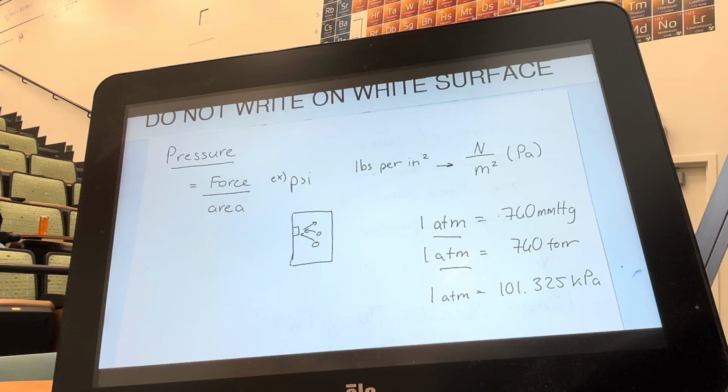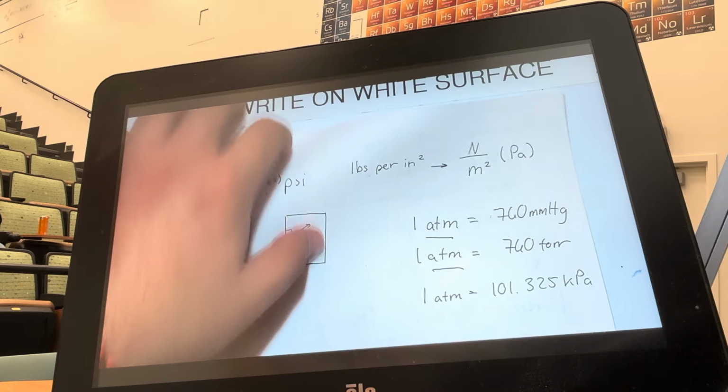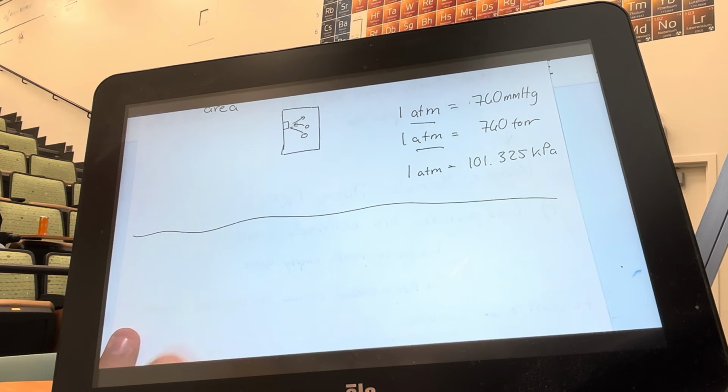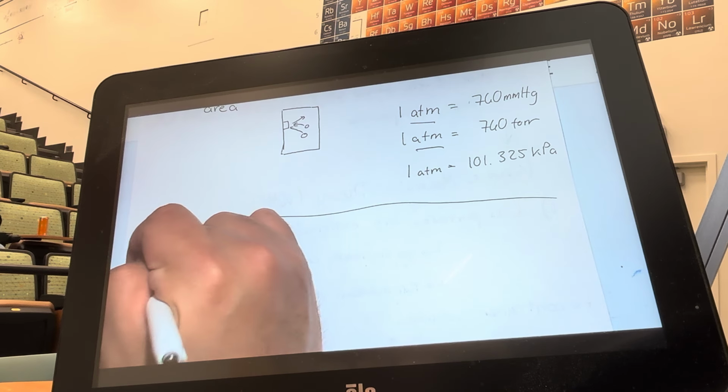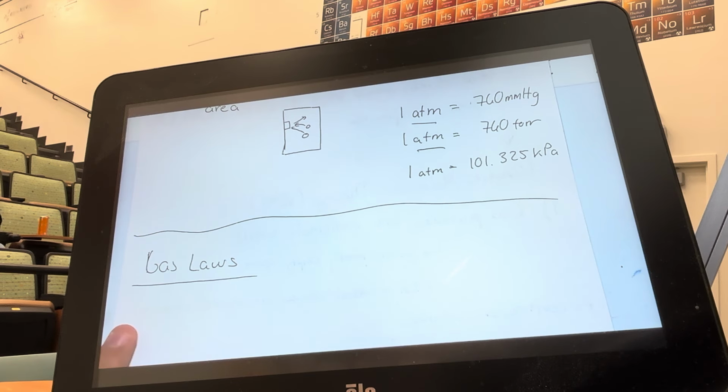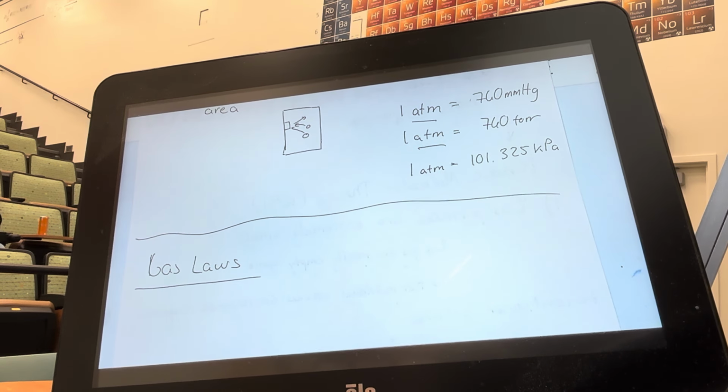Any questions about pressure? Right, so now once pressure is out of the way, once we understand what pressure is, then we can start talking about the gas laws, because pressure is such an integral part of them.